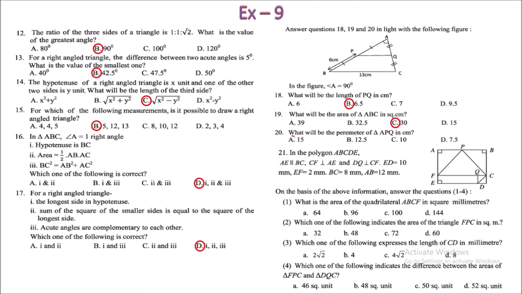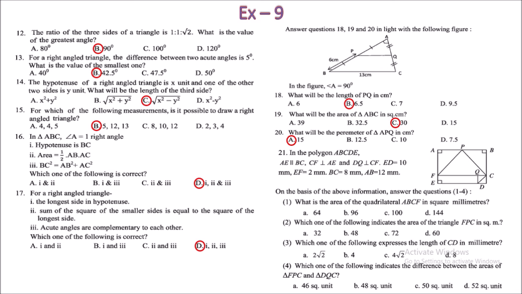If you add them, you will get 15 centimeter is the correct answer. In a parallelogram, if you just think about the polygon ABCDE, the information given is: AE parallel to BC, CF perpendicular to AE, DQ perpendicular to CF, and CD equal to 10 millimeter, EF equal to 2 millimeter, BC equal to 8 millimeter, AB equal to 12 millimeter.